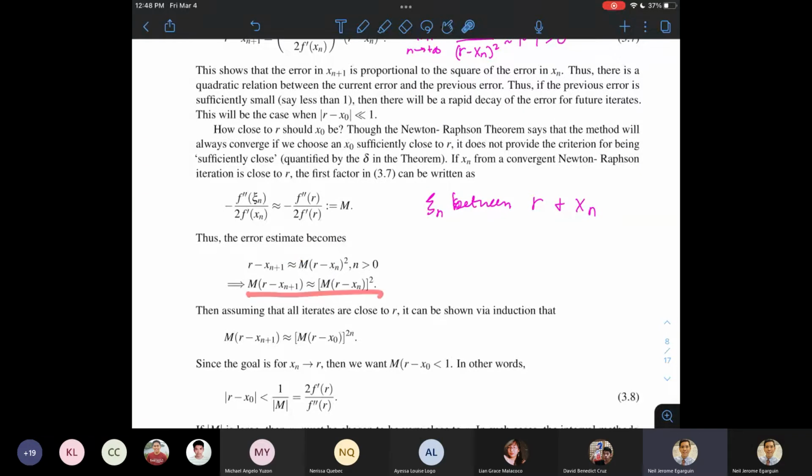Okay, we'll get this. And then if we will assume na nandun na tayo sa kalagitnaan ng iteration, meaning r minus x sub n is smaller than 1, okay? Pwede na nating masabi via induction that this is true. Well, kasi ito, pwede ko itong masulat na m times r minus x sub n. Paano ko nga ito ginawa by induction?